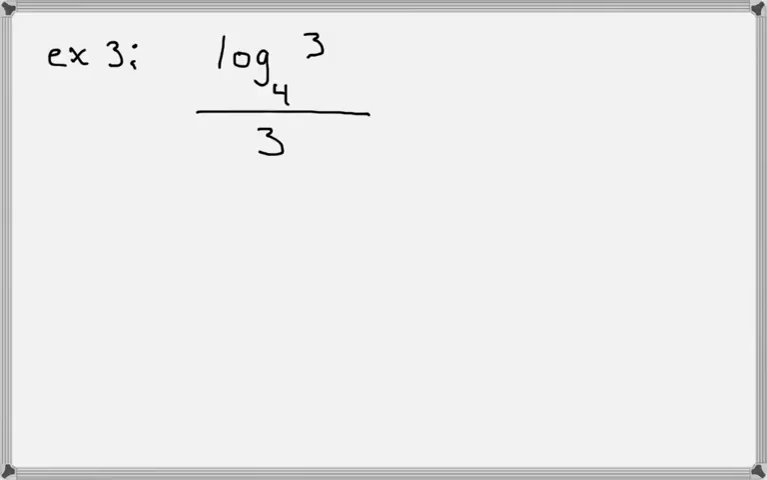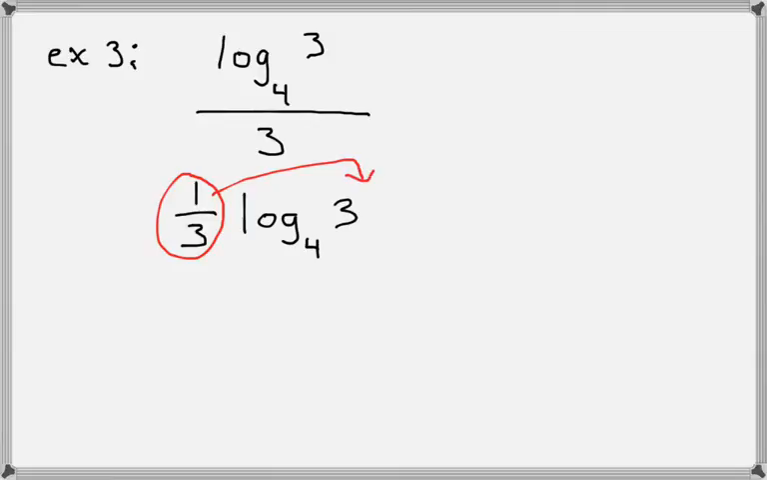In example 3, we have a log base 4 of 3 all being divided by 3. At first glance, it doesn't look like it matches our power property, but in reality it does. Dividing by 3 is the same thing as multiplying by 1/3. So if we rewrite that as a 1/3 times the log base 4 of 3, it now matches that property, so we can apply and use it. So we would take this coefficient and move him up top to be an exponent. So this would then become the log base 4 of 3 raised to the 1/3 power.